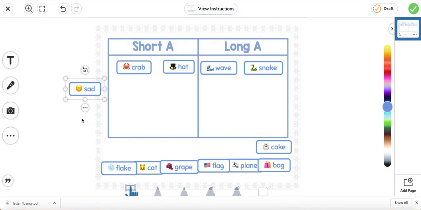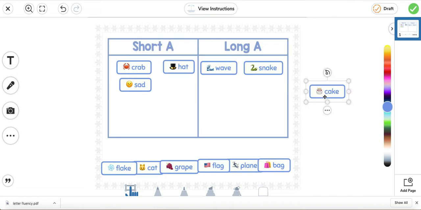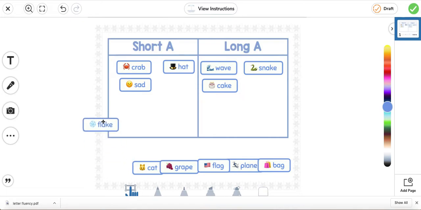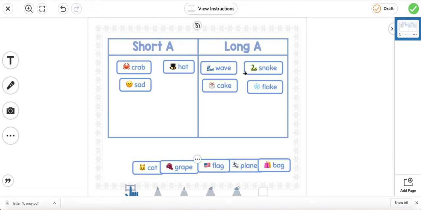Sad. Sad. Where does sad go? Short A. Let's look at the next word. Sound it out for me. K. Cake. Where does cake go? Long A. Okay, next word. Flake. Flake. Long A. Look, all of these in the long A have the vowel consonant E, vowel consonant E.